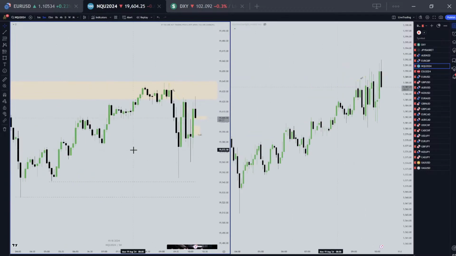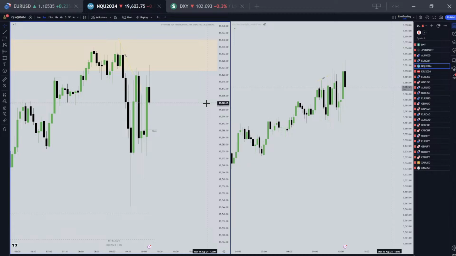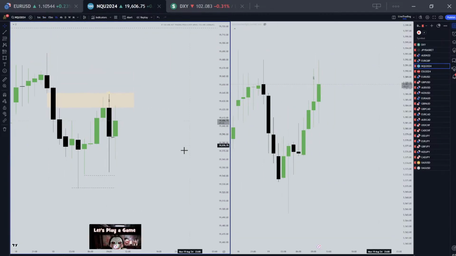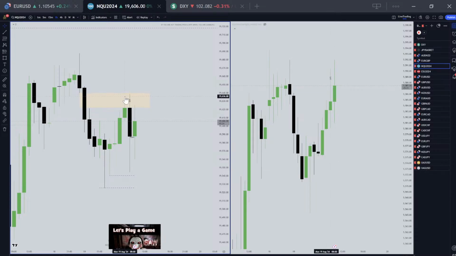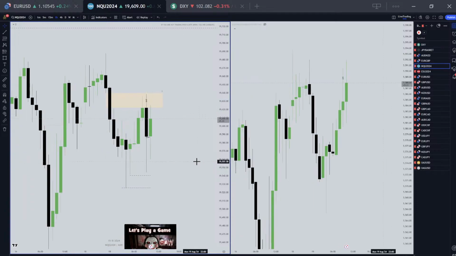All right, so also no 5 minute value gap. We are creating a swing high inside this 1 hour value gap. It's the only premium array I have my eyes on right now.